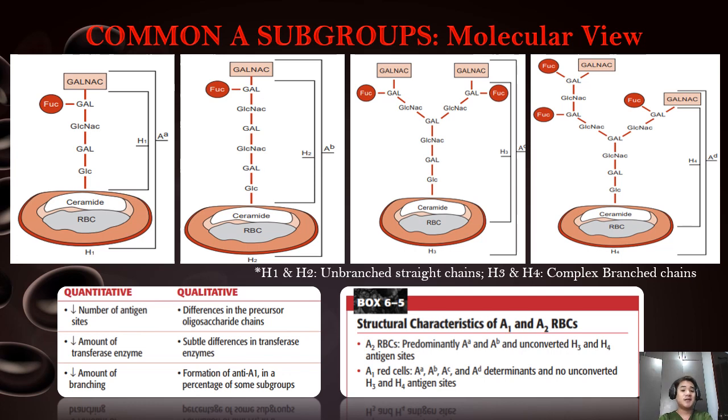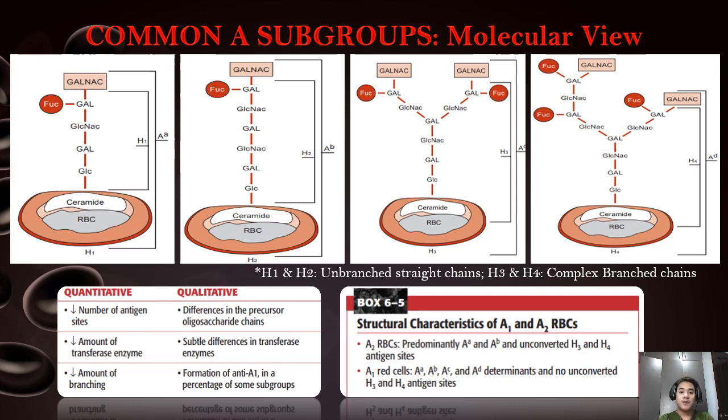As you can notice, there are four different structures of the H antigens, which are H1, H2, H3, and H4 respectively. But despite the varying differences in chain types, all of them exhibit the same terminal sugar molecule, which is N-acetylgalactosamine, the immunodominant sugar for your A antigen. The lower left table shows the quantitative and qualitative differences of your A1 and A2. One of their qualitative distinctions is the subtle difference in the transferase enzyme, specifically N-acetylgalactosaminyltransferase.